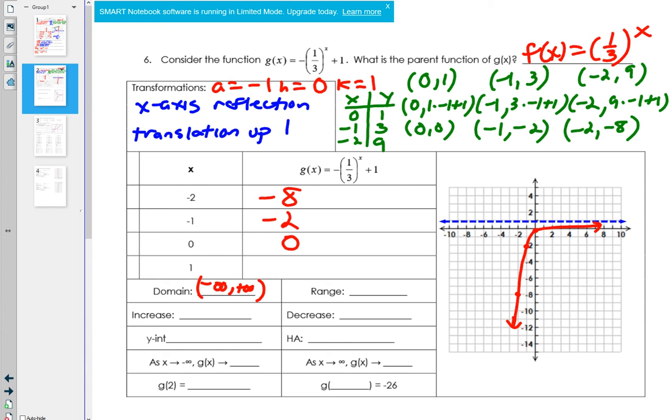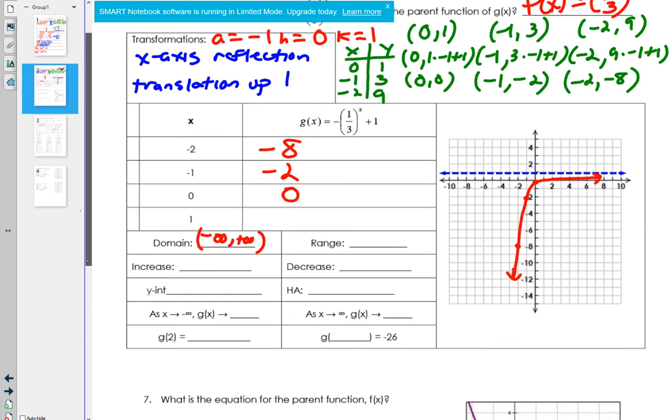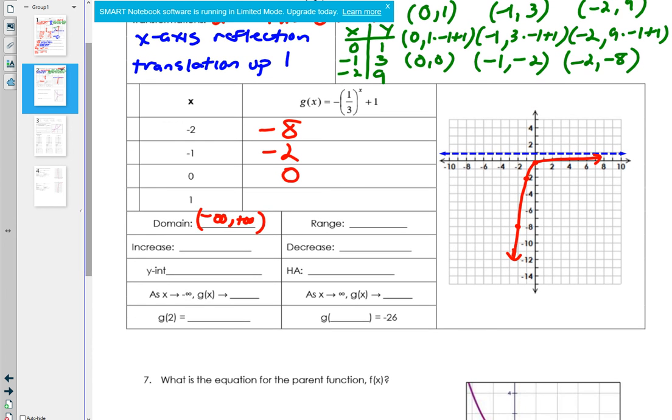Before we answer the range, Jason's going to answer the asymptote. And then he'll answer the range too. Where's my asymptote going to be at? Yeah, it is going to be at y equals 1. So therefore, what's the range, Jason? Or JV as his friends call him.